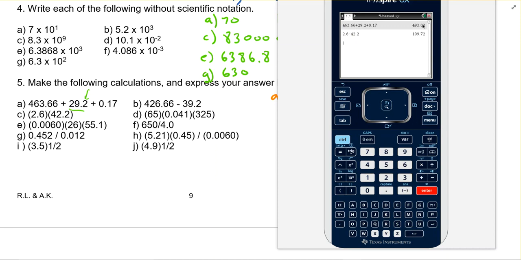All right, for C until H now, they're all going to be the same rule. They're all multiplying or dividing, right? For this, all we have to do is look at our lowest sig digs. In this case, for C, 2.6 only has 2 sig digs, so our answer can only have 2 sig digs. If we look at this on my calculator, I've got 2.6, and then that little dot means times 42.2. And my answer is 109.72.